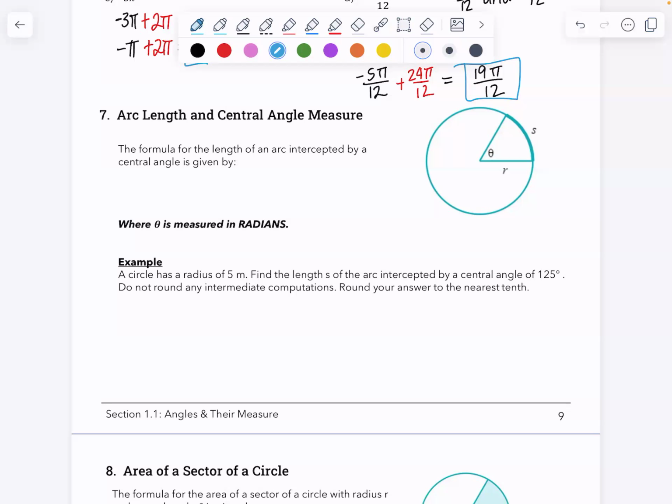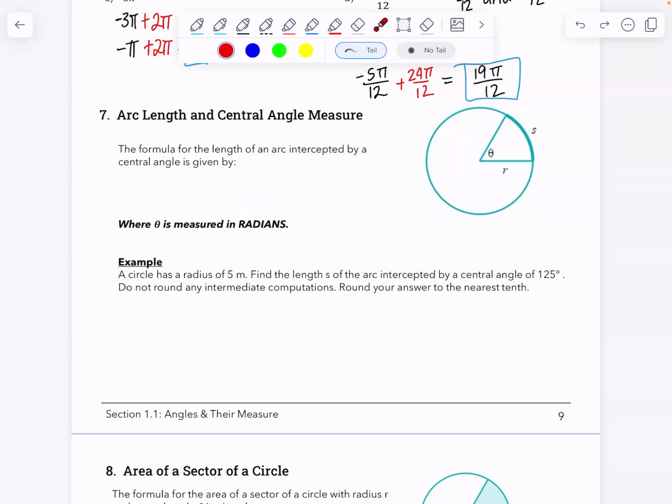Arc length and central angle measure. All right, so this is a huge divergence from the previous topics. It's one of the weird things about this section. It contains so much, a divergence from the previous topics, but still using radians. Let's look at a circle. We'll be looking at a lot of circles this semester.